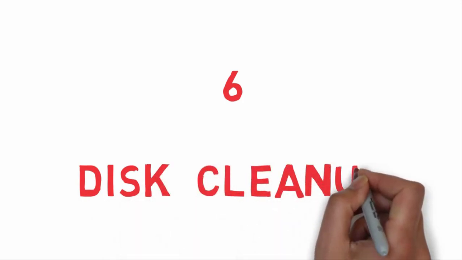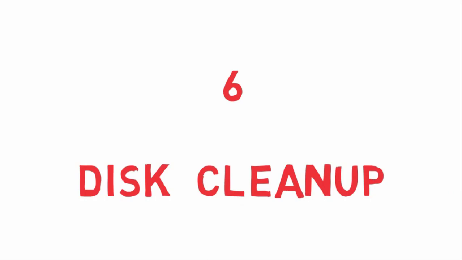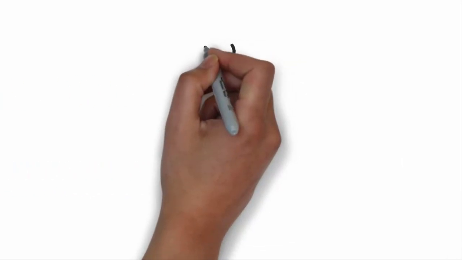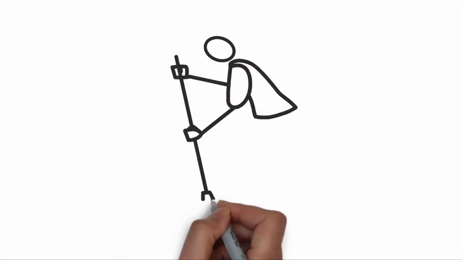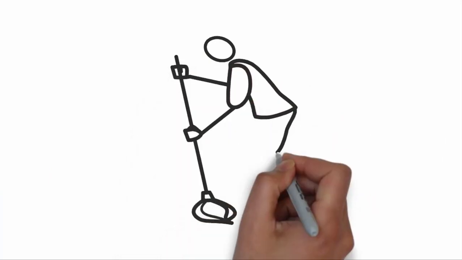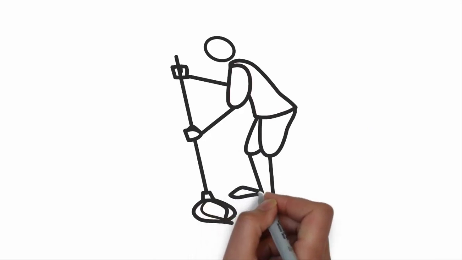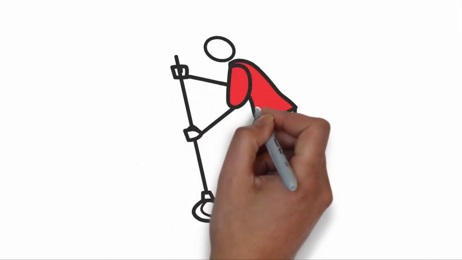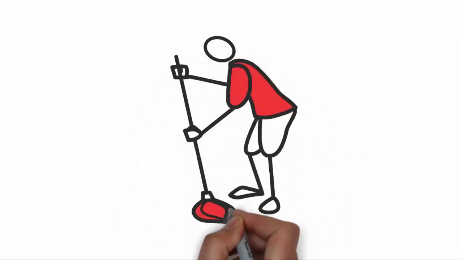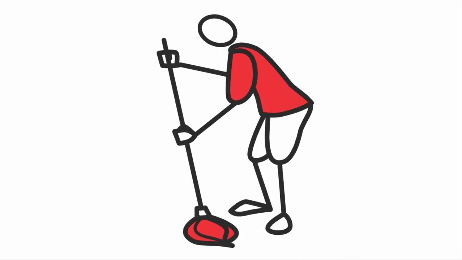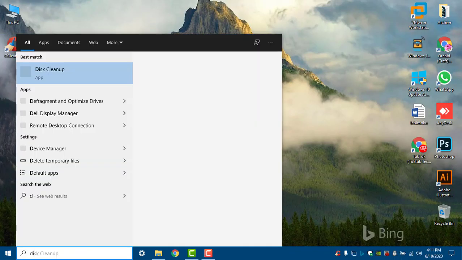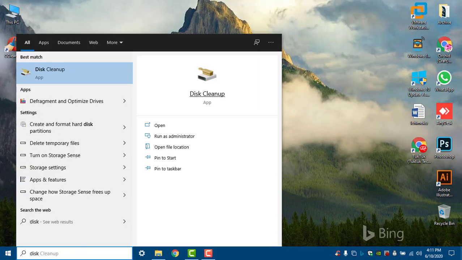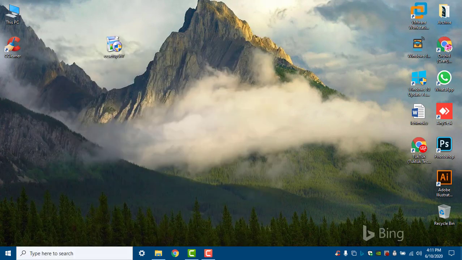Number 6. Disk Cleanup. Disk Cleanup is a Microsoft software utility. It allows users to remove files that are no longer needed or that can be safely deleted. Removing unnecessary files, including temporary files, can help to speed up and improve the performance of the hard drive and computer.